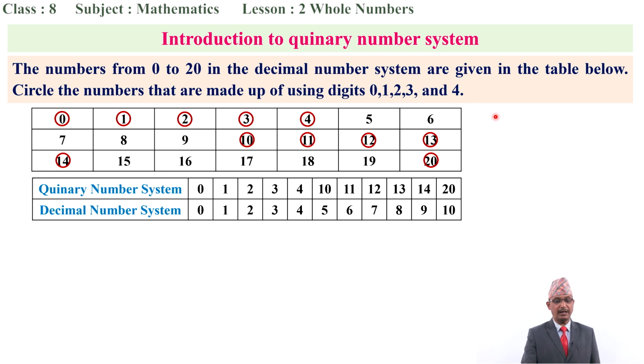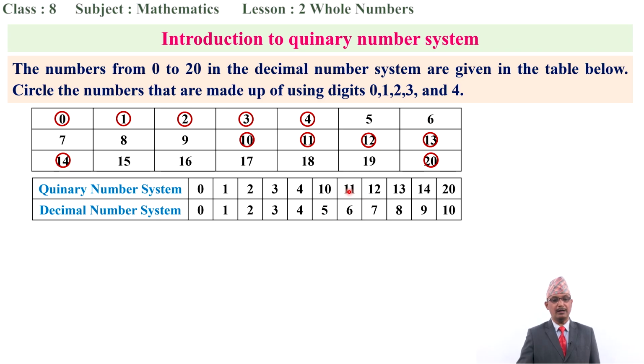Now we are writing here the quinary number system. In the quinary number system, we have 0 and in the decimal number system its value is also 0. In the quinary number system, if we have 1, then in the decimal number system its value is also 1. 2, the same value; 3, the same value; 4 also the same value. But if we have 1, 0, we cannot read it as 10 in the quinary number system. We read it as 1, 0. Then 1, 0 represents 5 of the decimal number system.